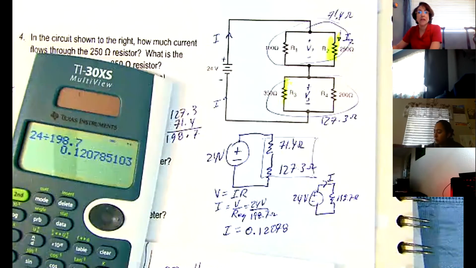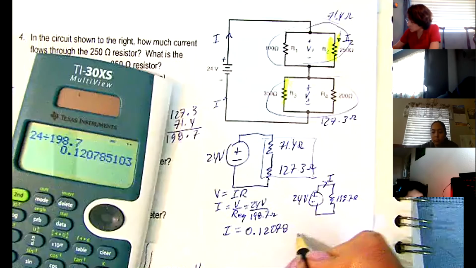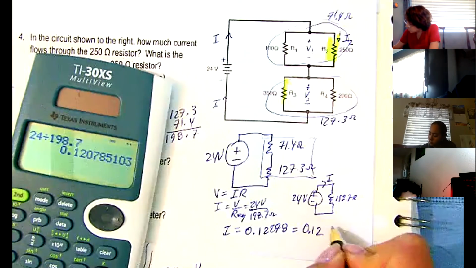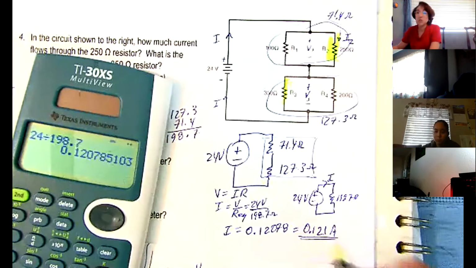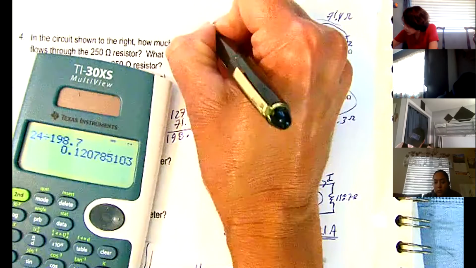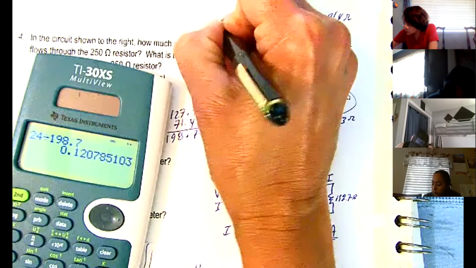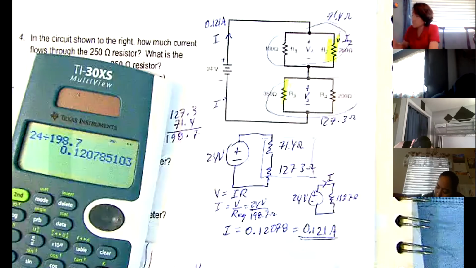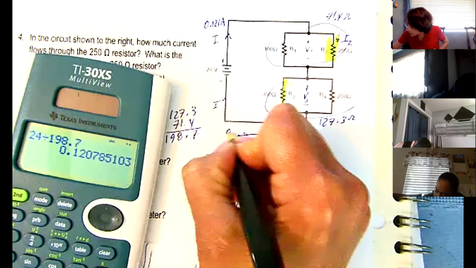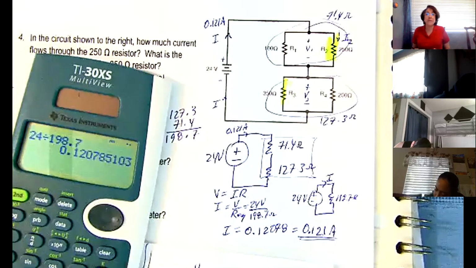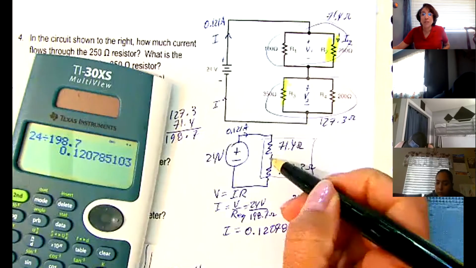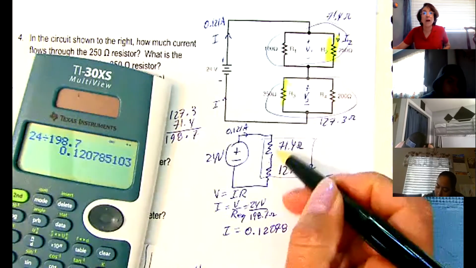And then at the very, very end, I'll take the final answer to 0.121 amps, 121 milliamps. Okay, so now I know that the current going through here is 0.121 amps. All right, so let me write that over here, 0.121 amps. So my question to you is, how much voltage is across the 71.4 ohms?